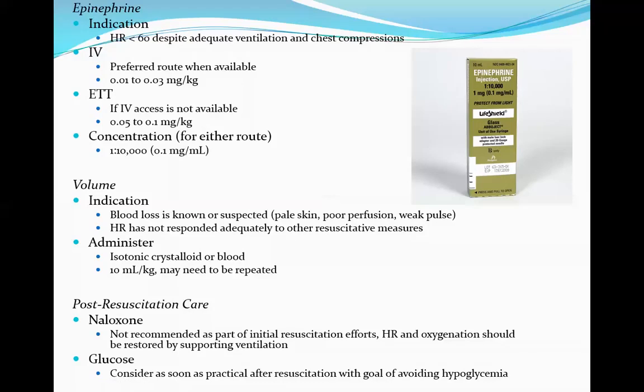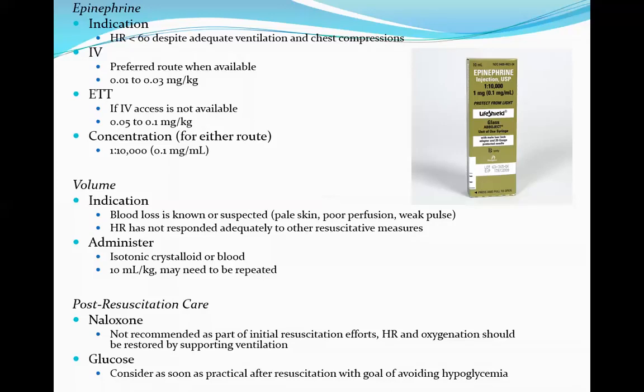Moving down the algorithm, if you're still having a heart rate less than 60 despite adequate ventilation and chest compressions, it recommends epinephrine. IV is, of course, the preferred route when available, at a goal of 0.01 to 0.03 milligrams per kilo. If IV access is not available, you can administer epinephrine via the endotracheal tube at a dose of 0.05 to 0.1 milligrams per kilo. The concentration that you want to use for either route is 1 to 10,000 or 0.1 milligrams per ml.